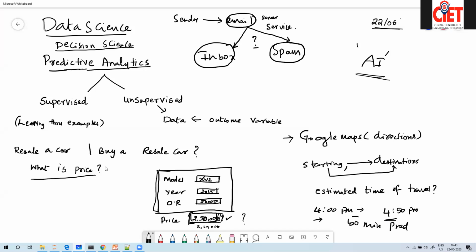So these are all applications that most of us might be using already, but don't realize what is going to happen behind the scenes. And that's what we are going to see through this workshop.